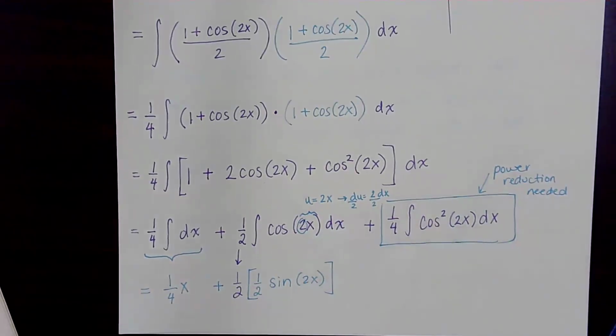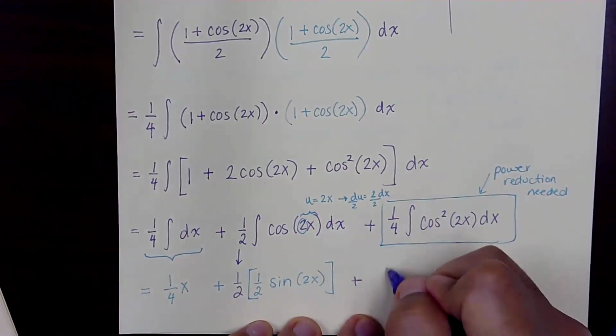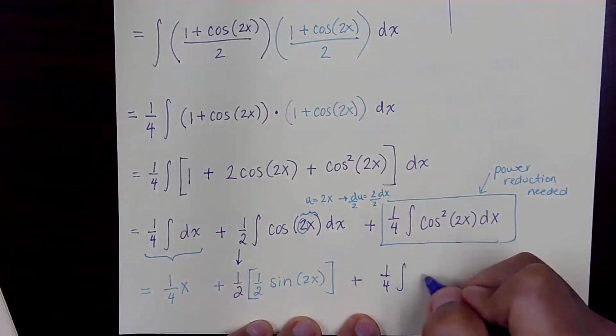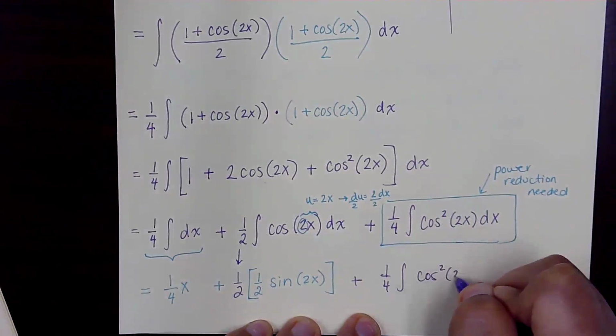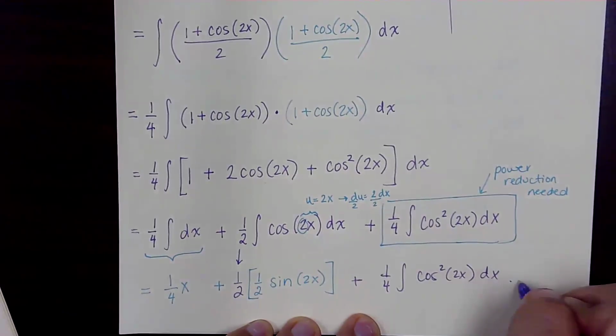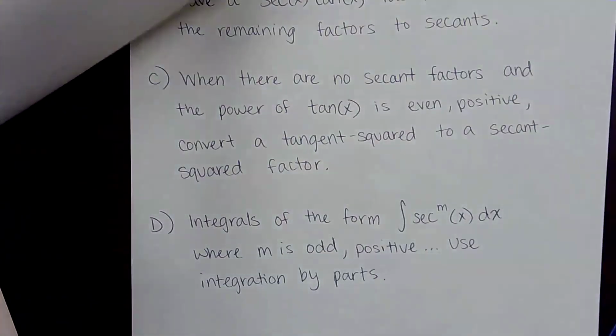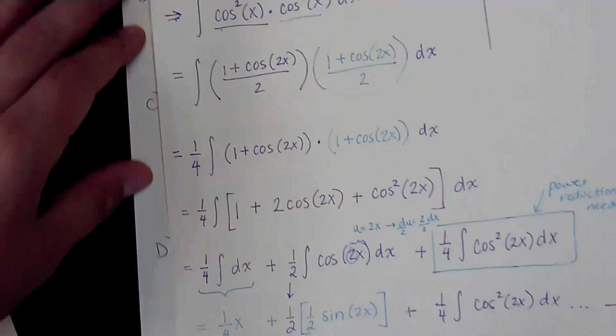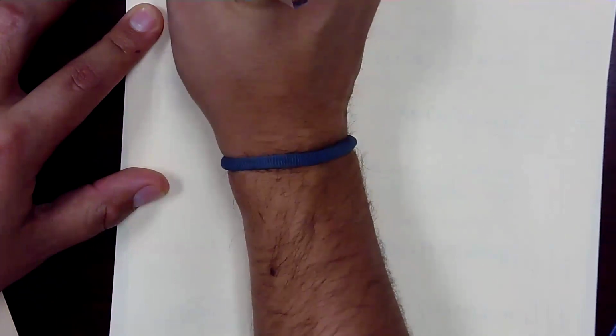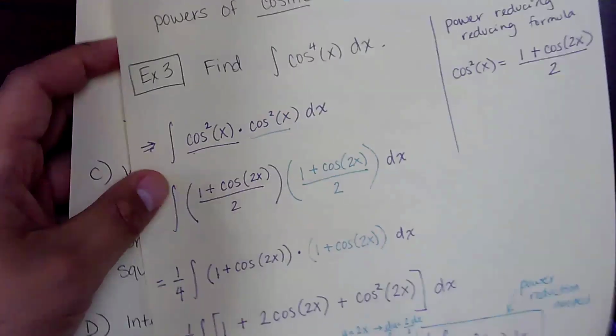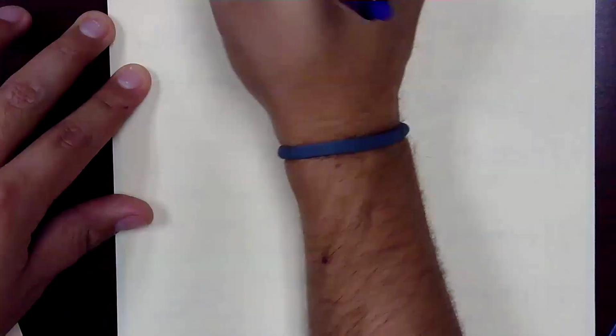But then we still have to deal with this guy over here, which is the 1/4 integral of cosine with an even power of 2x dx. So we're going to take that to the next page. I think I got a blank page over here. So let's see. What we have so far is the 1/4 x plus, I believe. Let's go back over there and look at it. 1/4 sine 2x.